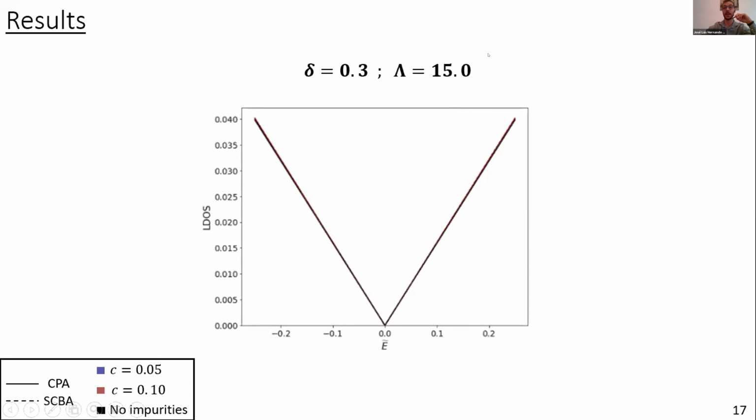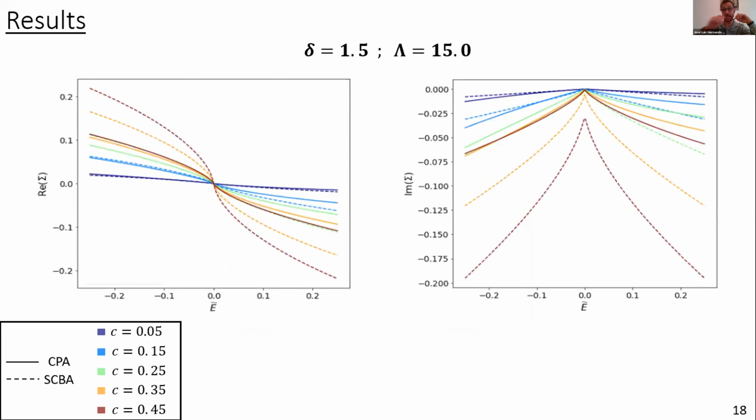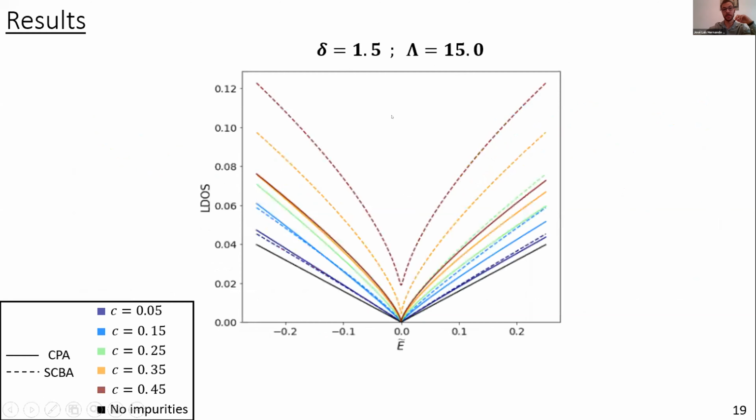But what happens if we take higher orders of the disorder parameter? Well, in this case, we see a significant difference between both approximations for the self-energy solutions. We see that the SCBA predicts higher values for those solutions, which can also be seen in the local density of states. Again, the SCBA predicts much higher values than the CPA, and both of them predict zero energy states.